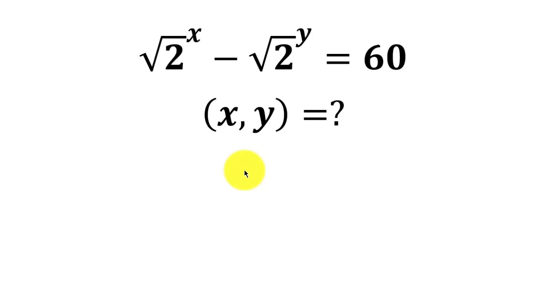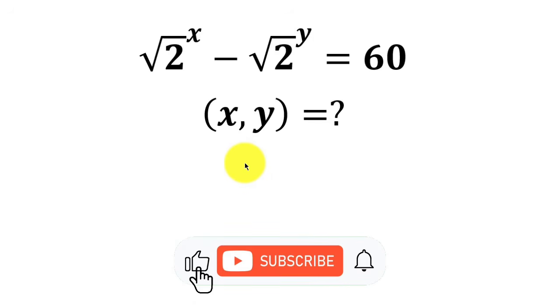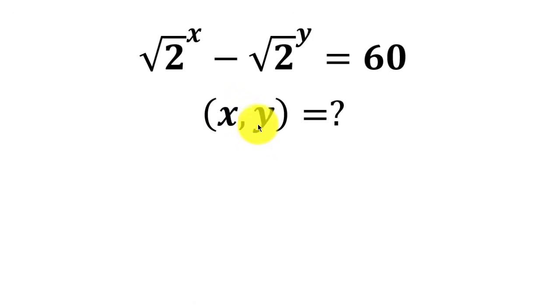It took some students literally a week to come up with a solution to this question. Can you solve it? The question says, find the values of x and y given that the square root of 2 raised to power x minus the square root of 2 raised to power y is equal to 60.